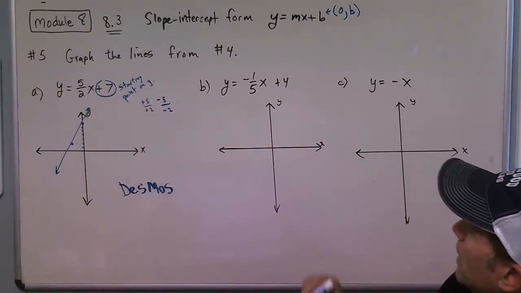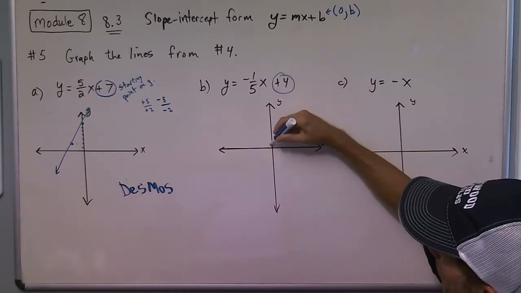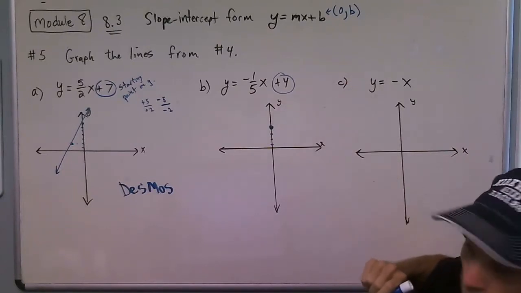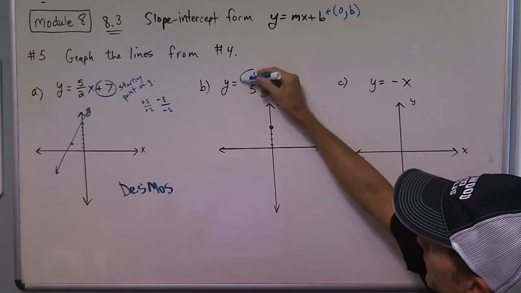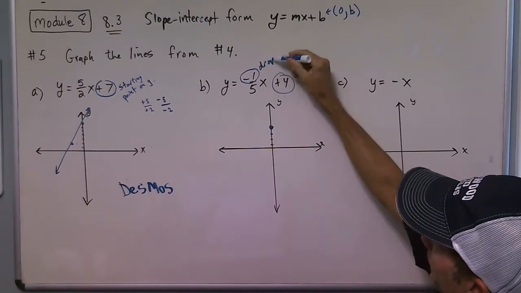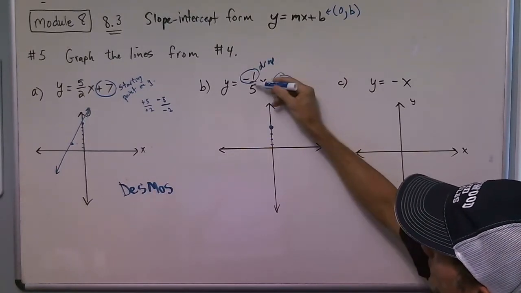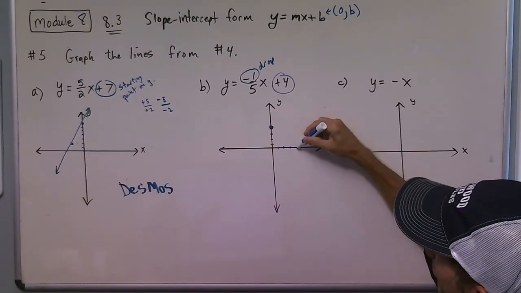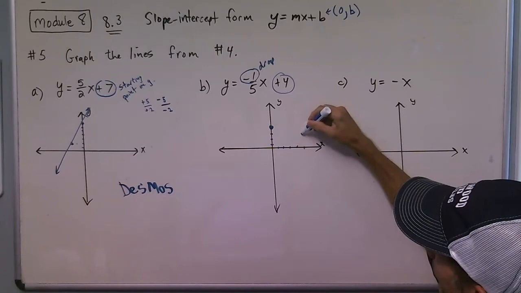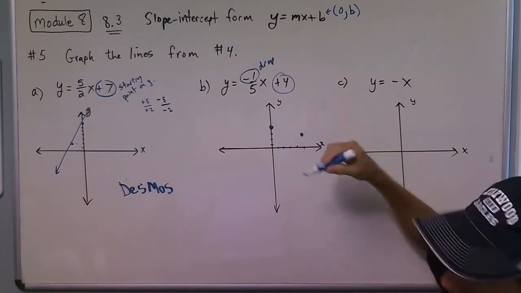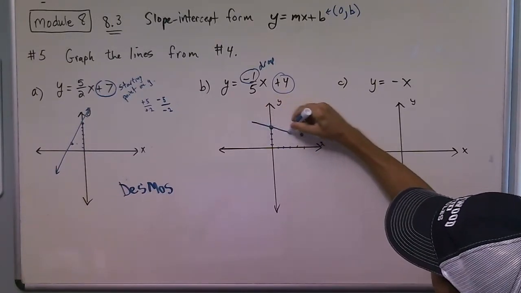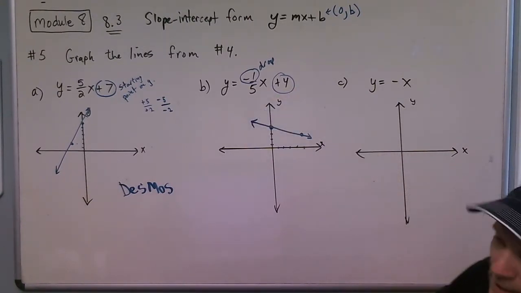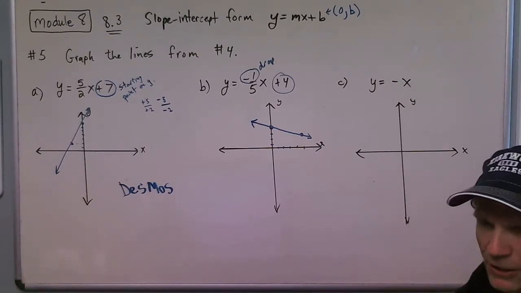So here's my starting point at 4. 1, 2, 3, 4. Put a dot or a point, and then I'm going to drop 1, and this is a positive number, and run 5. 1, 2, 3, 4, 5. So I drop 1, run 5, and put a point. And then I get this line right through here.